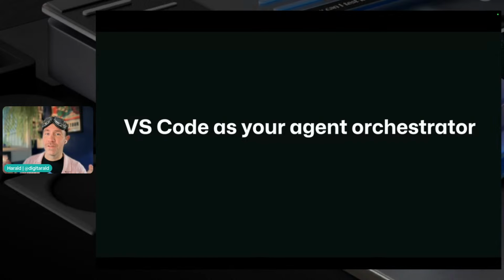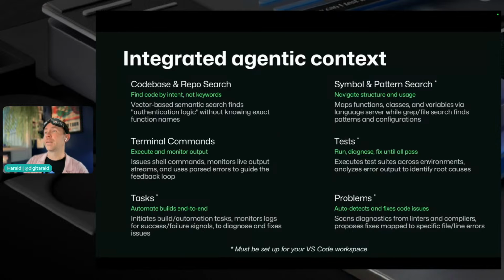So first section, VS Code as your agent orchestrator. There's a lot of things that came in for VS Code that improved it. But I want to start with the basics: what does it mean to have an agent running in VS Code? Why is it good? Why is it better than having it run in your CLI or elsewhere? So there's a lot of tooling and context that the agent gets because it has access to VS Code.